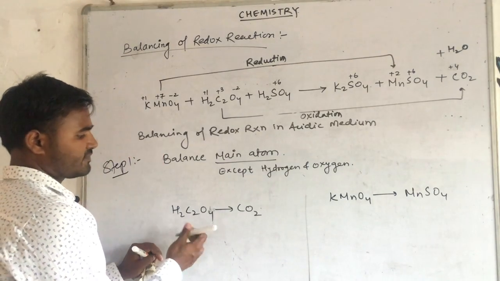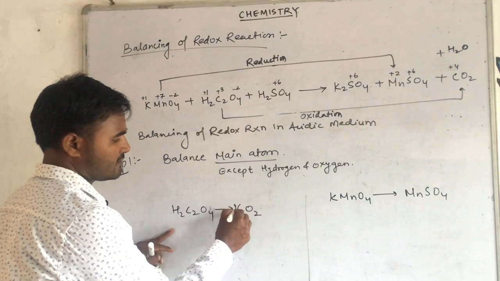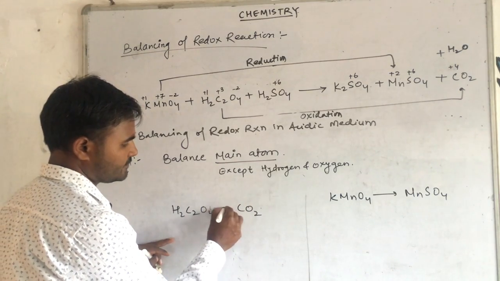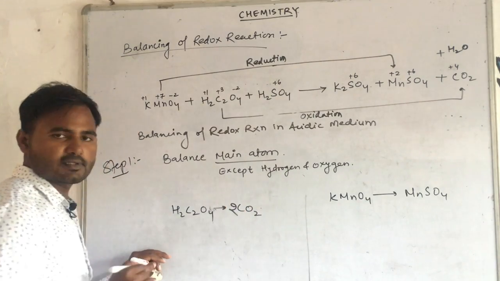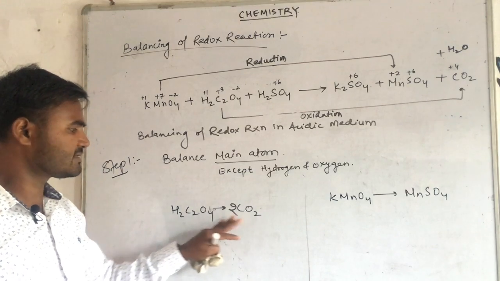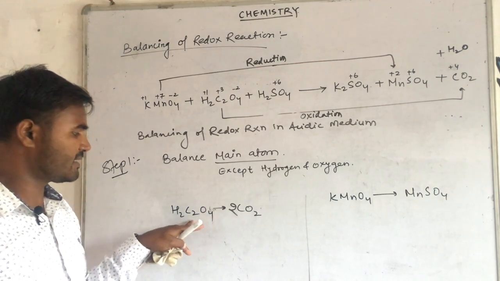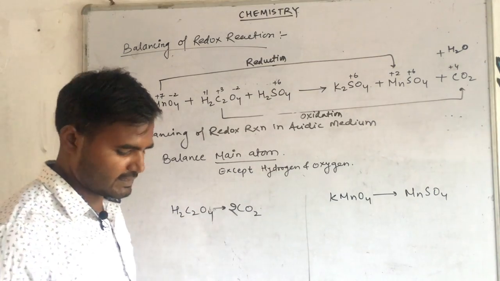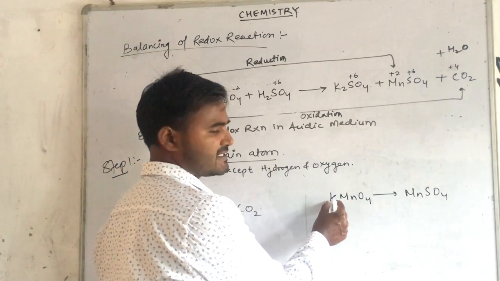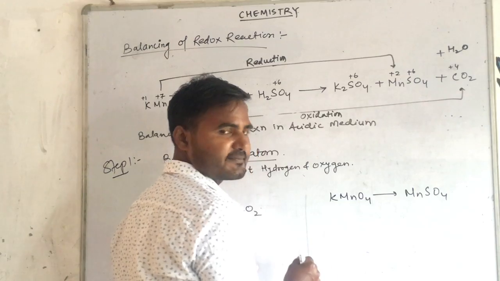So first in oxidation half, here is 2 carbon, simply multiplied by the coefficient 2, balanced. You have to not focus on other element or other atom, you have to just focus on the main atom, and here main atom is carbon. Now come to the reaction half. Who is the main atom? Here is potassium, manganese and sulfur.